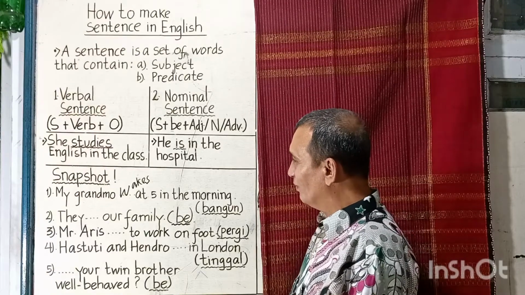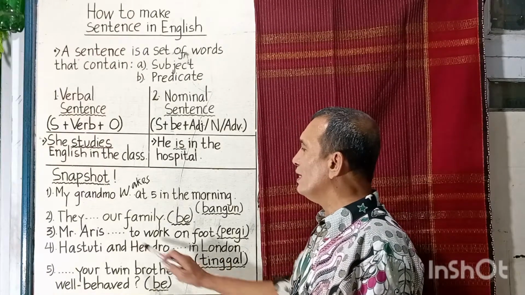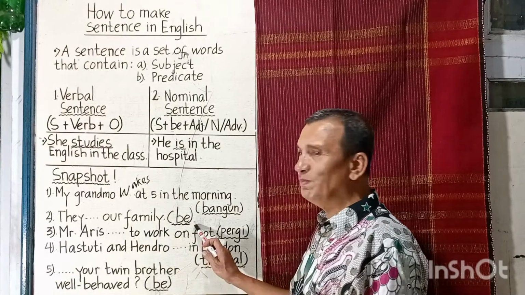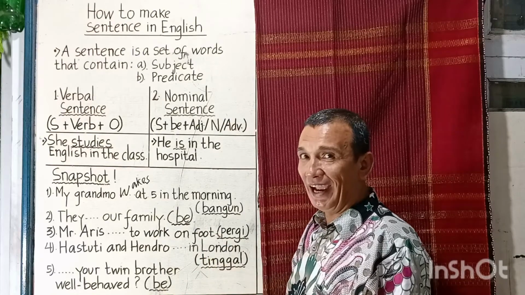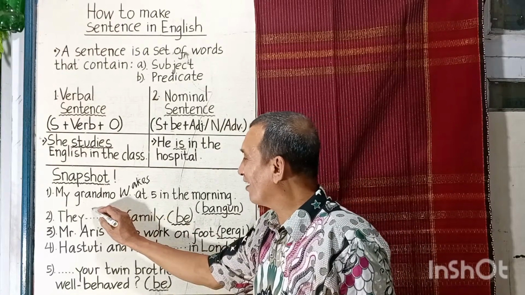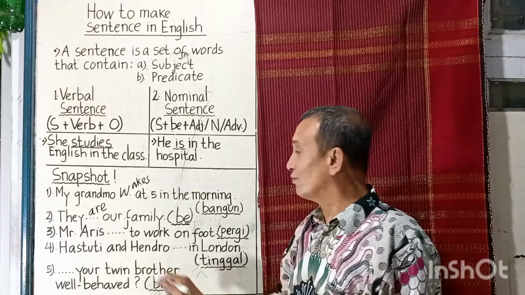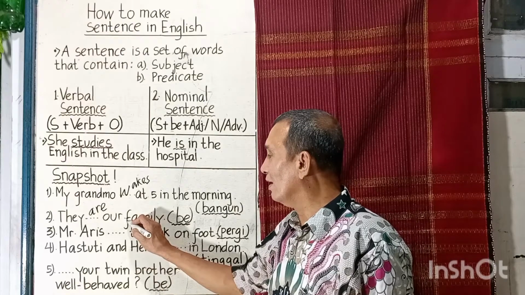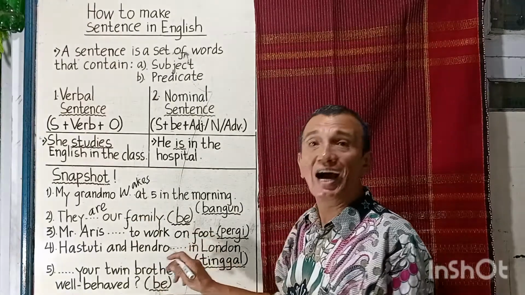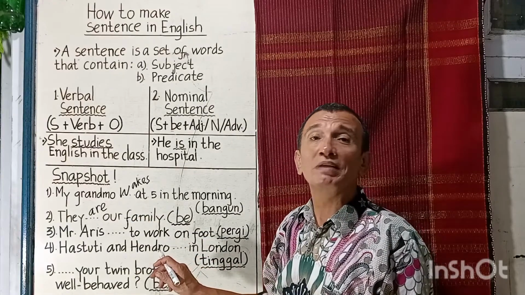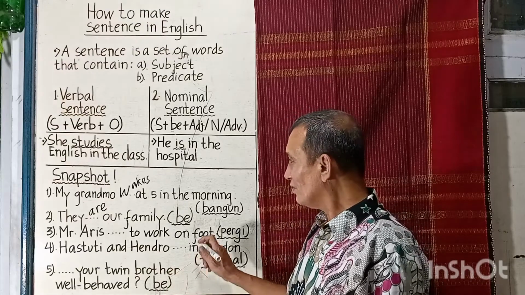Let's see number 2. They our family, use be. They are. They are our family. Be-nya are. This is nominal sentence.